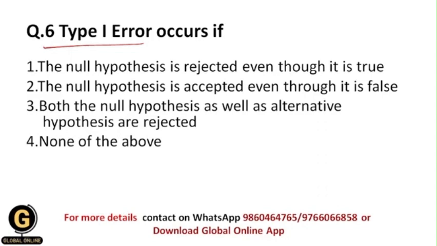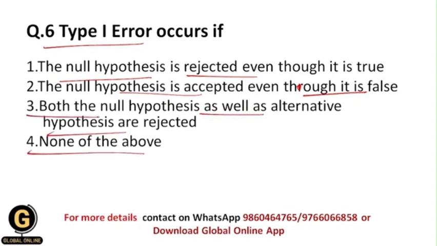All of you getting? So let us see the different options. The null hypothesis is rejected even though it is true. The null hypothesis is accepted even though it is false. Both the null hypothesis as well as the alternative hypothesis are rejected. None of the above. So your correct answer should obviously be 1.